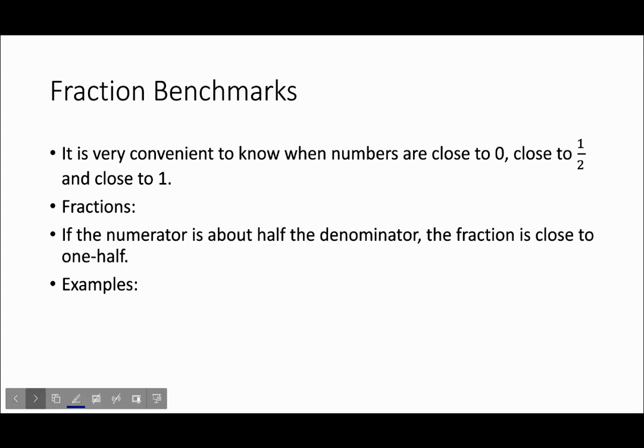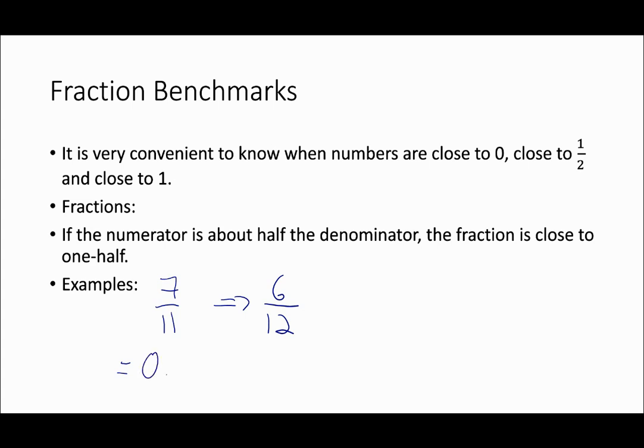Okay, so if you have a numerator that's about half of the denominator, then your fraction is close to 1/2. A couple of those examples might be like 7/11. Well, that's pretty close to 6/12, right? So if you were to divide, if you put this in your calculator, 7/11, and you get an answer that's pretty close to 0.5, then that's going to tell you that it's pretty close to 1/2. So when I punch this into a calculator, I get the answer 0.63 repeating.